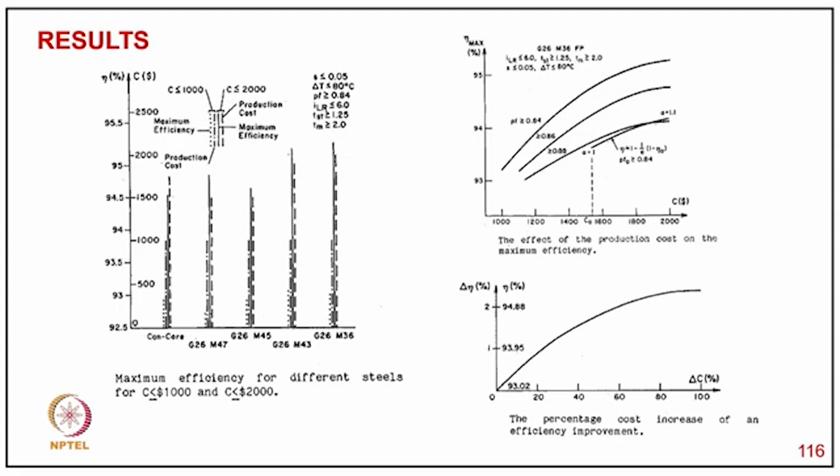Similarly, you can just see here the effect of the production cost on the maximum efficiency. So as the efficiency increases, the production cost also increases. So efficiency changes with the cost increase, like what is the difference. So as you are seeing, in general, when you want to increase the efficiency, the cost of the motor also increases.